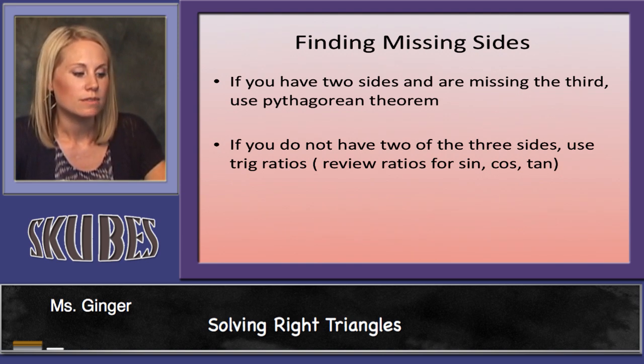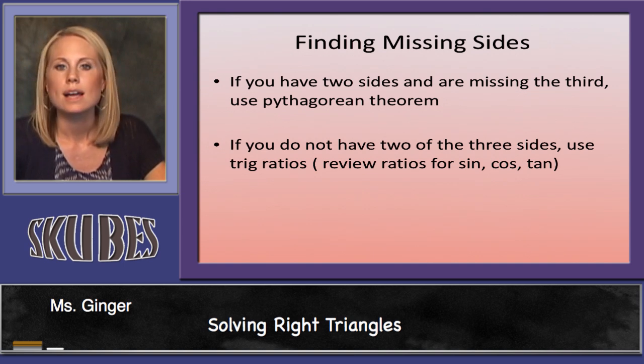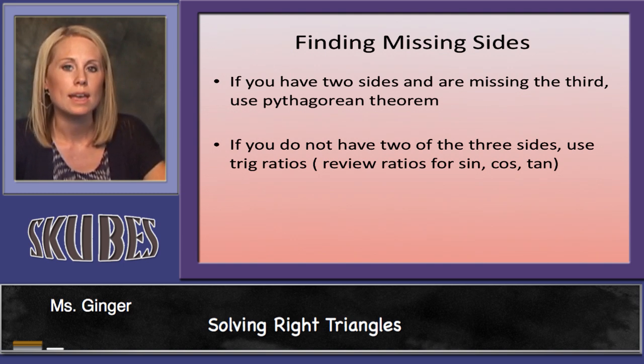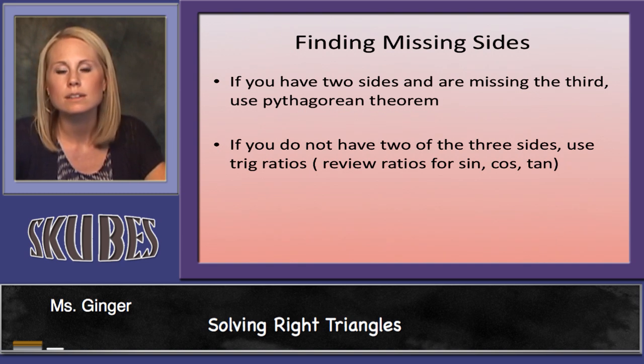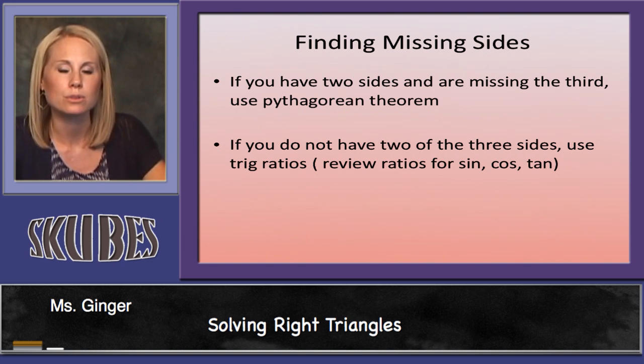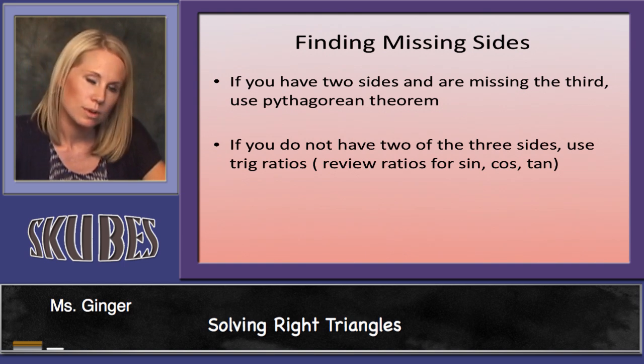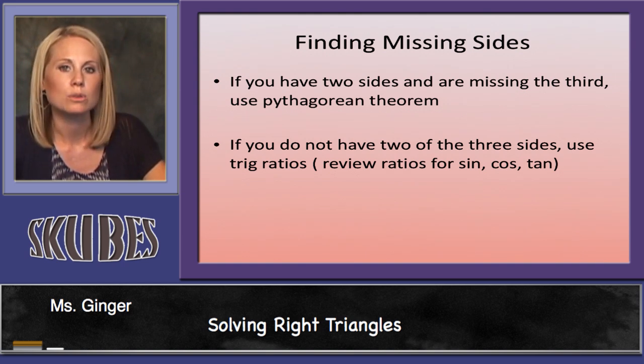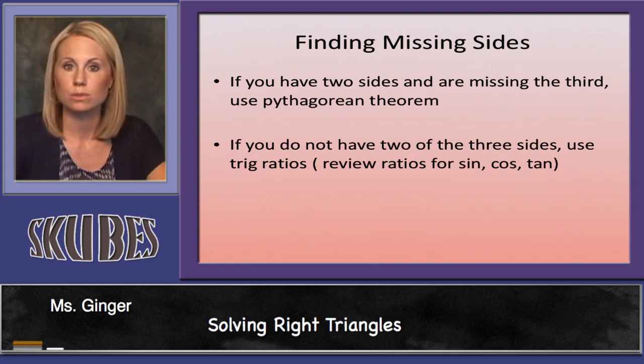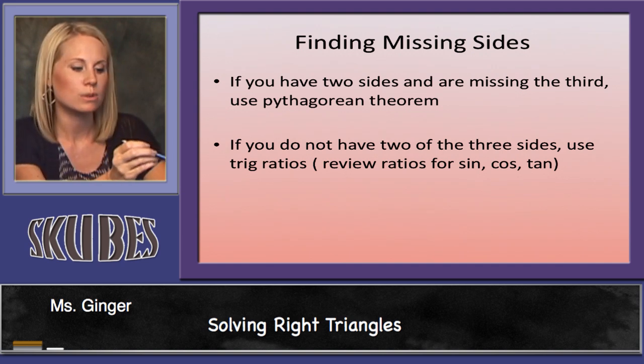When you're looking to find a missing side, just remember a couple of things. If you have two of the sides and the third one's missing, you have some options. You can actually use your Pythagorean Theorem: a squared plus b squared equals c squared. A and b are always your legs of the triangle, and c is your hypotenuse across from the right angle. If you do not have two out of the three sides, though, you're going to have to use your trig ratios. So we'll take a look at that. Sine, cosine, and tangent.